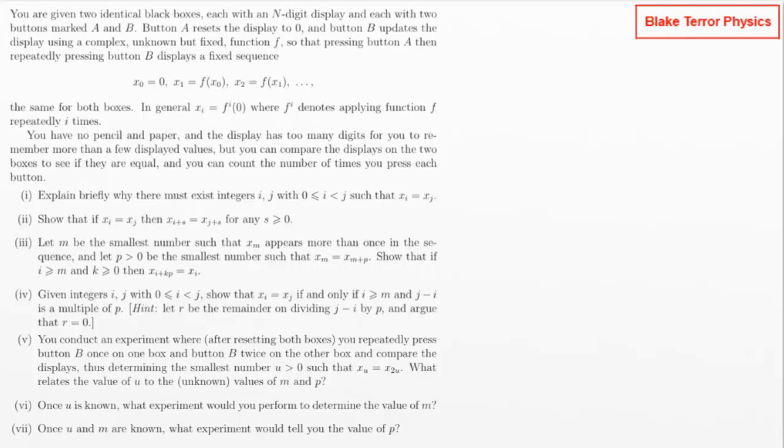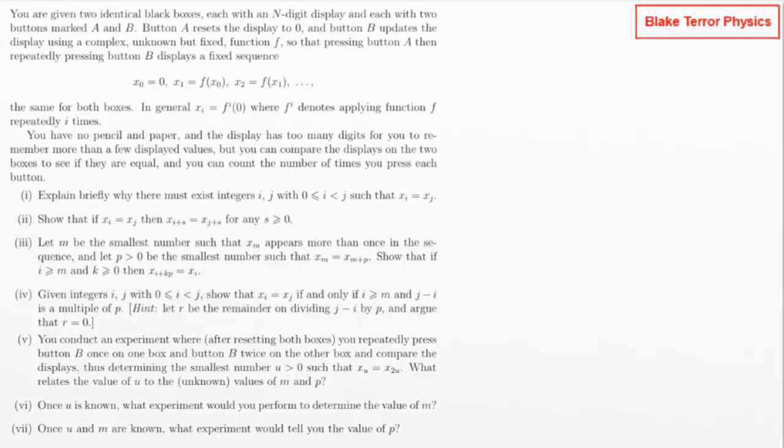Hello, this is question 7 from the 2019 MAT. You are given two identical black boxes, each with an n-digit display, each with two buttons marked A and B. Button A resets the display to 0. Button B updates the display using a complex, unknown but fixed function f, so that pressing button A, then repeatedly pressing button B displays a fixed sequence.